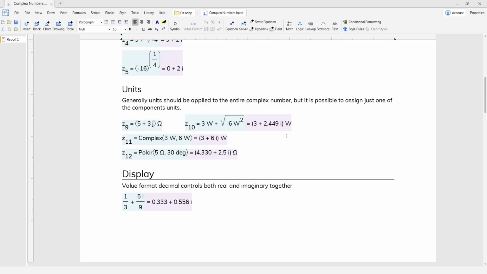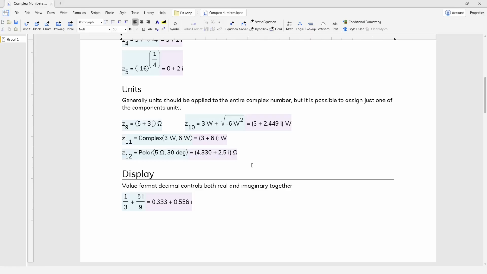Now you should also take some care when using units with the complex and polar functions. For the complex function, you'll want both of those inputs to have the units you want because it represents the real and the imaginary component. The polar function is going to be a little bit different. Because of the math involved, you're only going to want the units on this magnitude input. The second input, the angle, should either be unitless or it should have degrees or radians. So here in this example, my first input has ohms. So you see in my result, ohms are applied to that total complex number.